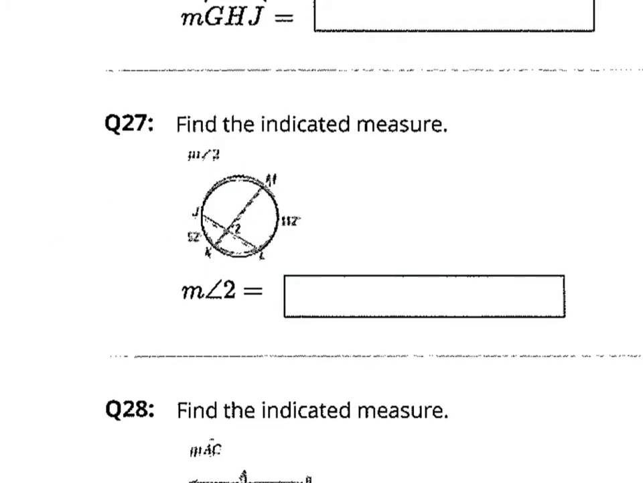Question 27, in order to figure out angle 2, we're going to add these two together and then divide by 2. So you add those measurements together and divide by 2.